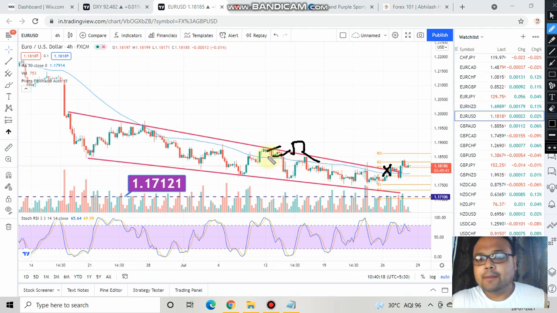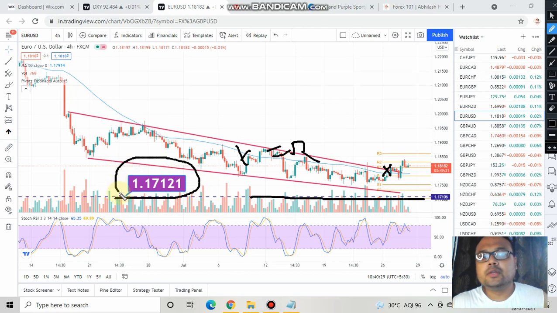But apart from these two lines, the most important level in the chart of Euro USD is this level, 1.1712. This is the most important level in the chart of Euro USD because this support level belongs to the weekly chart.